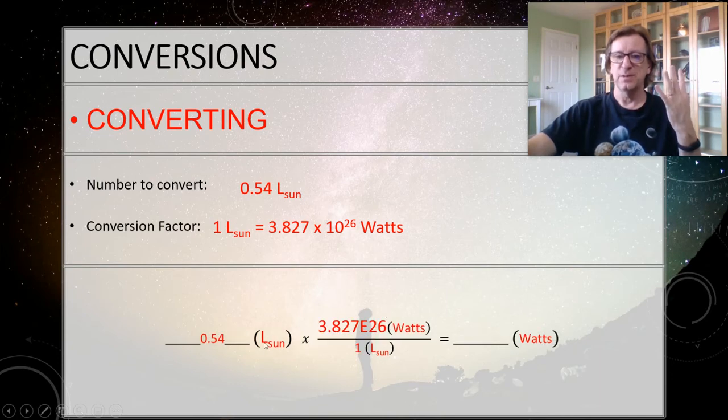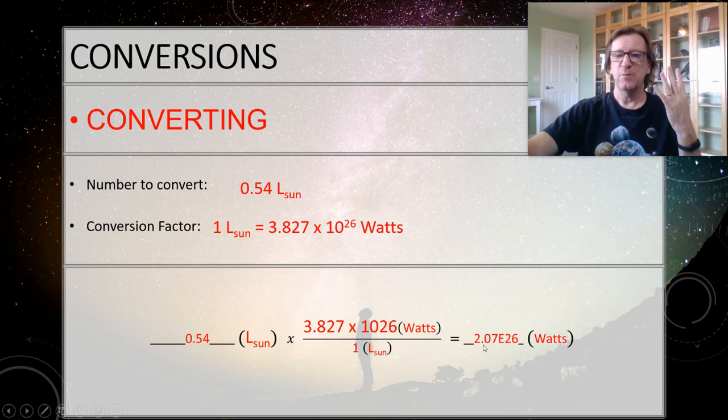Step 4, so we check. L sun cancels. Good. Multiply by everything in the top, divide by everything in the bottom, and we get 2.07 E26. 2.07 times 10 to the 26 watts. If you didn't get that, as always, go back, work it out. If you still can't figure it out, come by live help.